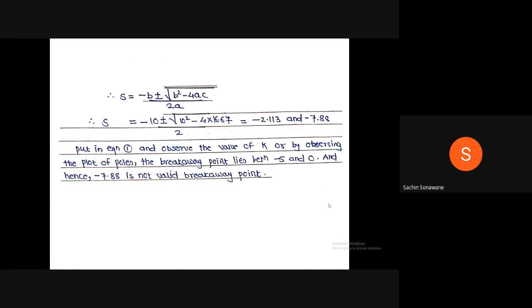Therefore we have to find out roots of this quadratic equation. Therefore we are getting s is equal to minus 2.113 and minus 7.88. Now of these two values, we have to select only the one value which is lying in the root locus region. Therefore this minus 2.113 lies in the root locus region. Therefore we will consider minus 2.113 as the breakaway point, because this minus 7.88 lies in the no root locus region.